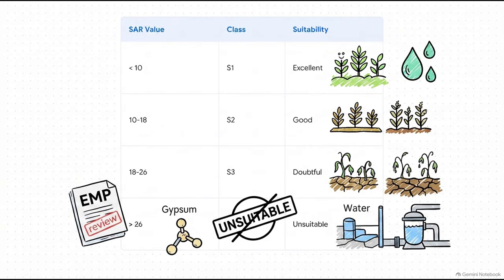And this builds directly into the U.S. Salinity Laboratory SAR classification, which is exactly how a reviewer classifies sodium hazards. If your SAR is under 10, great, it's excellent. But if it's over 26, it's completely unsuitable.